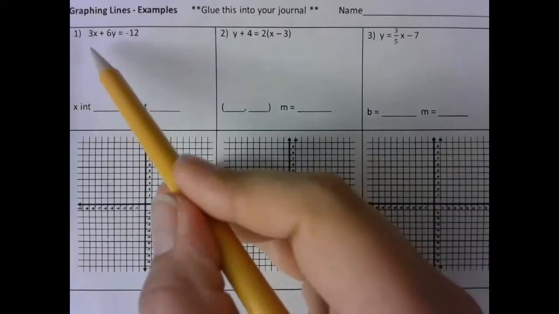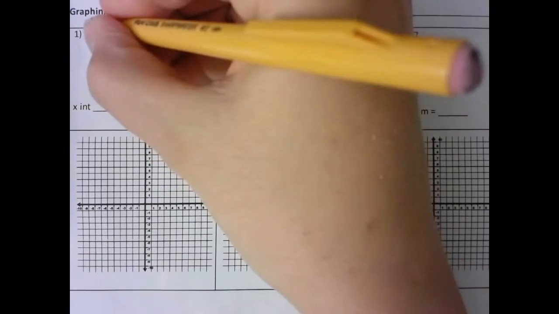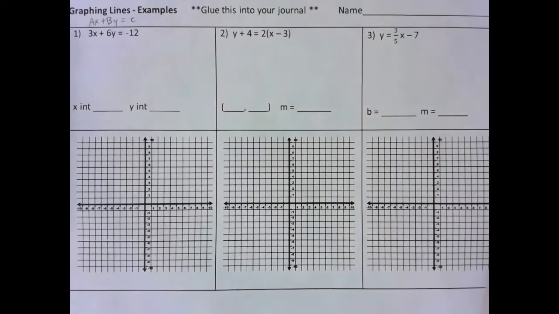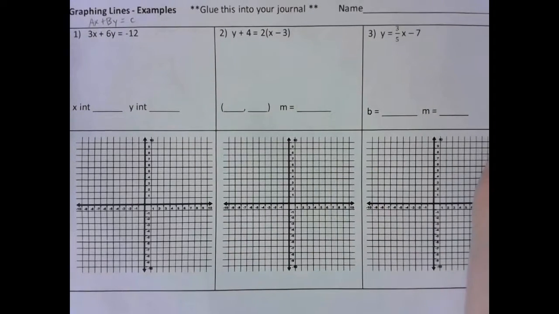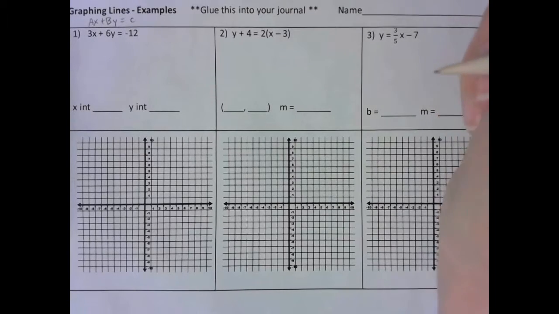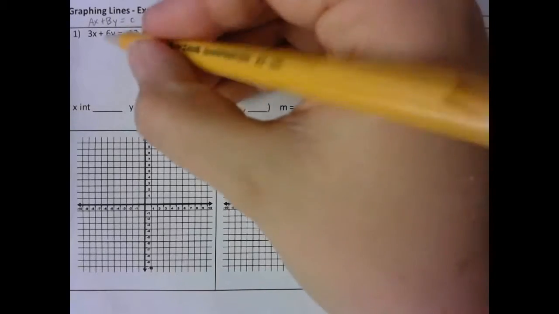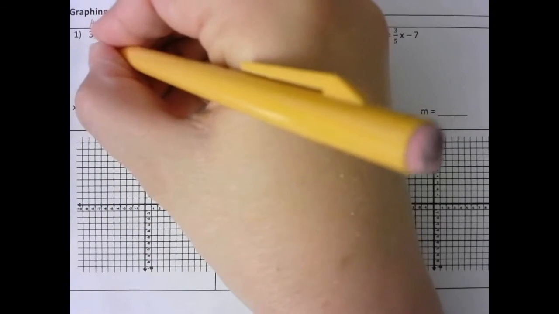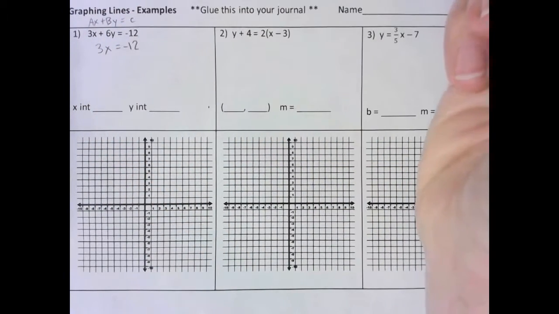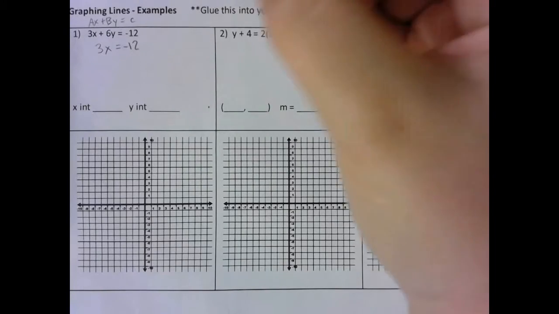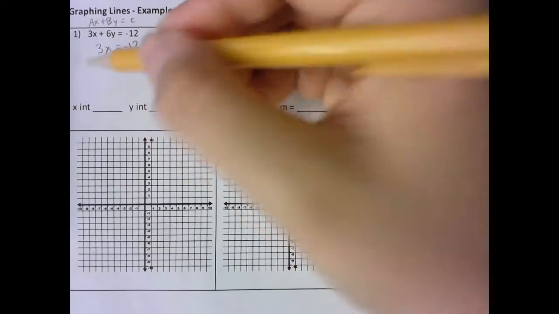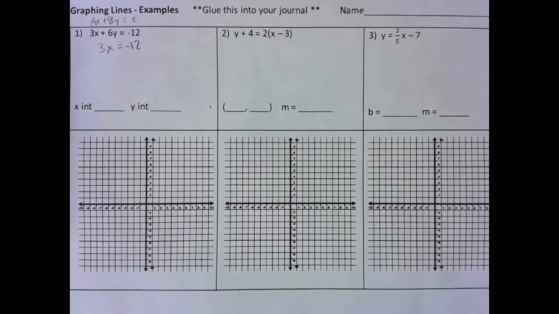Alright, our first example, we should notice this is in standard form. Notice how it looks like ax plus by equals c. So that means that to plot it, if we look back at our notes, our first step is to find the x-intercept. So we just get 3x equals negative 12, because remember, when we have the x-intercept, y is 0. Okay, we need to solve for x. To do that, we divide both sides by 3.